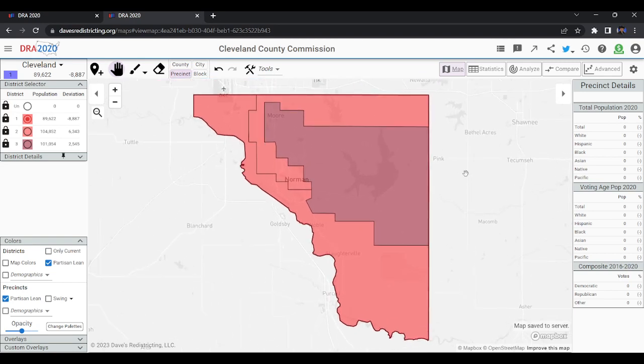Well, if I were to be asked to draw these districts today, or at very least at the time of redistricting, this is what I would have proposed.